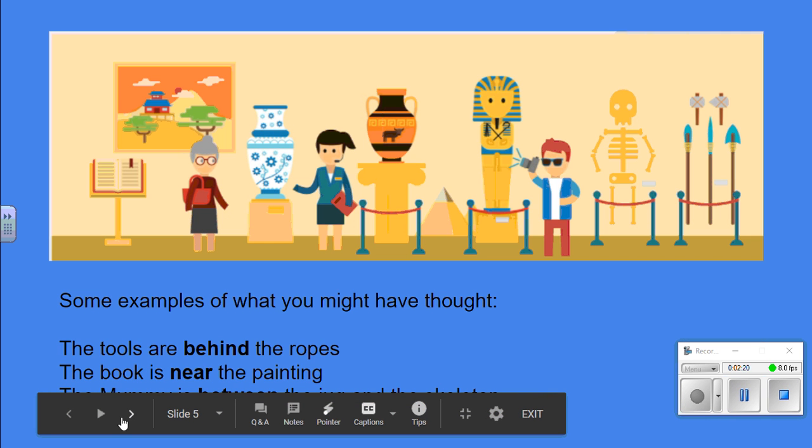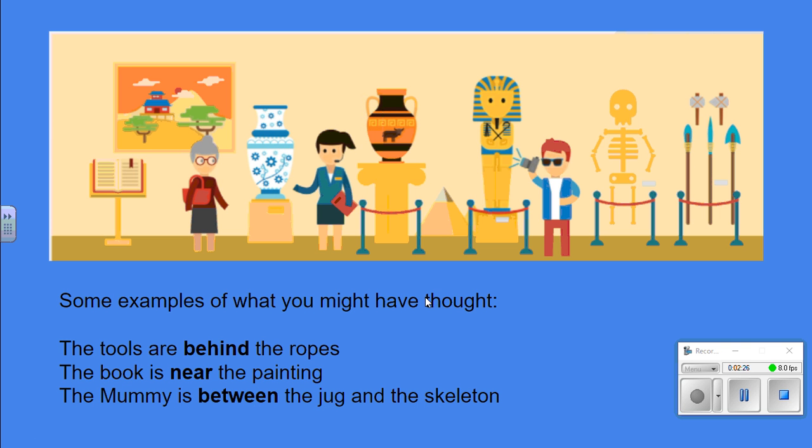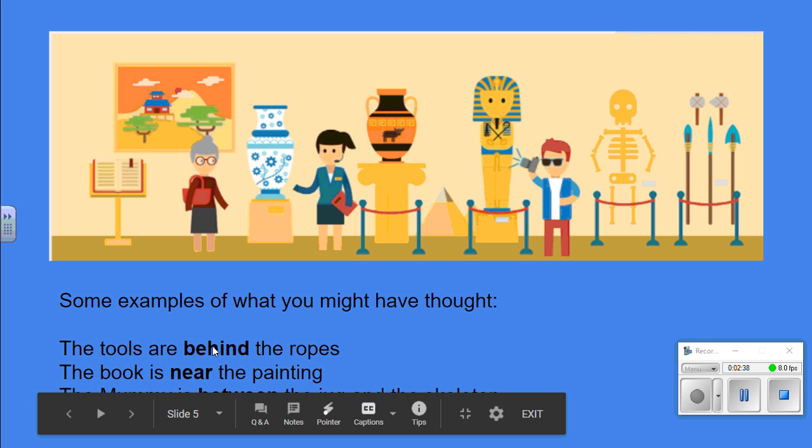Here are some of my answers. So the tools are behind the ropes. The book is near the painting. The mummy is between the jug and the skeleton. So the prepositions I've used are behind, near, and between. And as you can see in all these sentences, the preposition is telling you where something is in relation to something else. So the tools are behind the ropes. Okay?